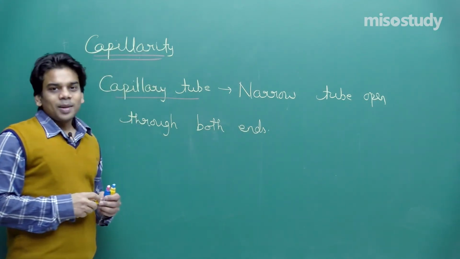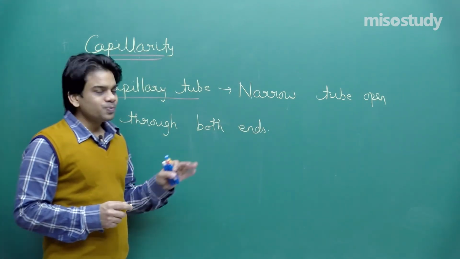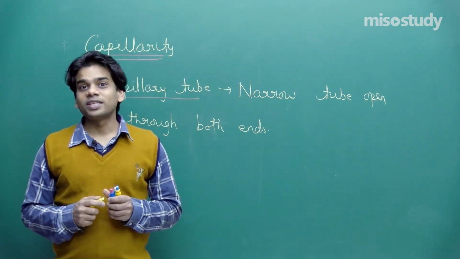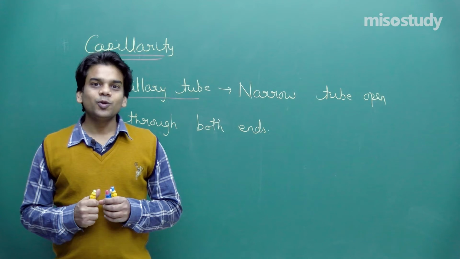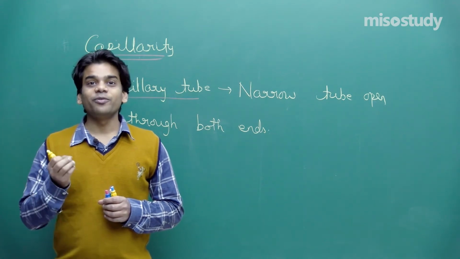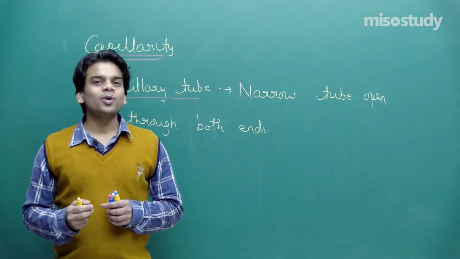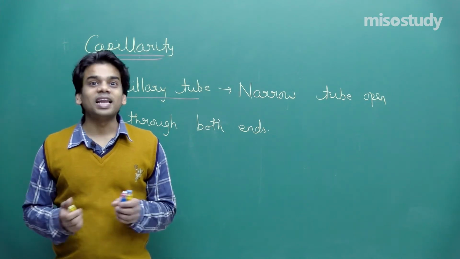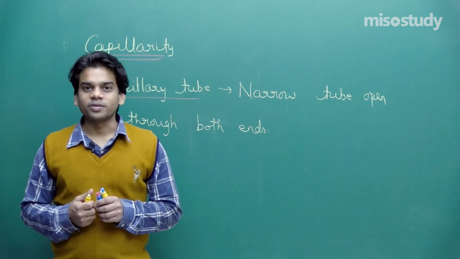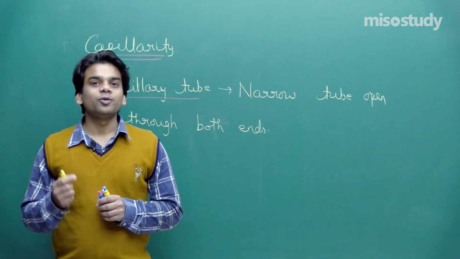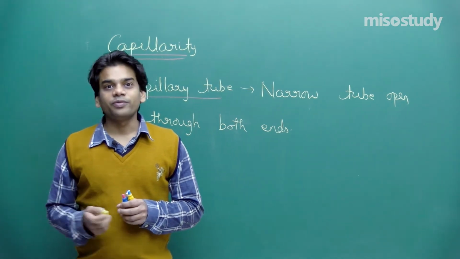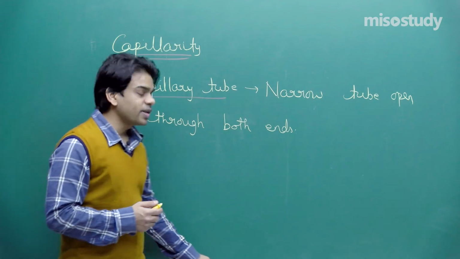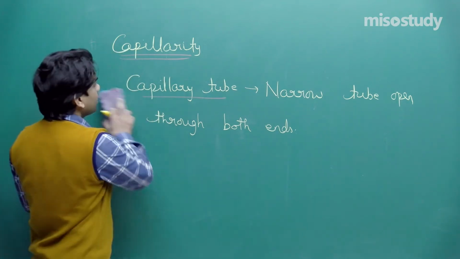Now, the capillary tube would be pretty much clear to you. I told you about the cohesive force and adhesive force. I told you that some liquids wet a glass surface, and some liquids do not. Water wets the glass surface, as I told you in the first lecture of this topic. And mercury does not wet the glass surface. So let's try to understand how capillary action takes place in the case of water and mercury.